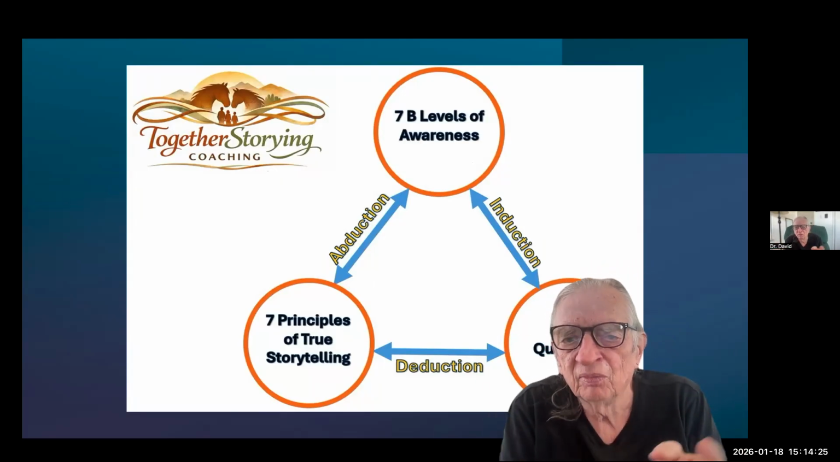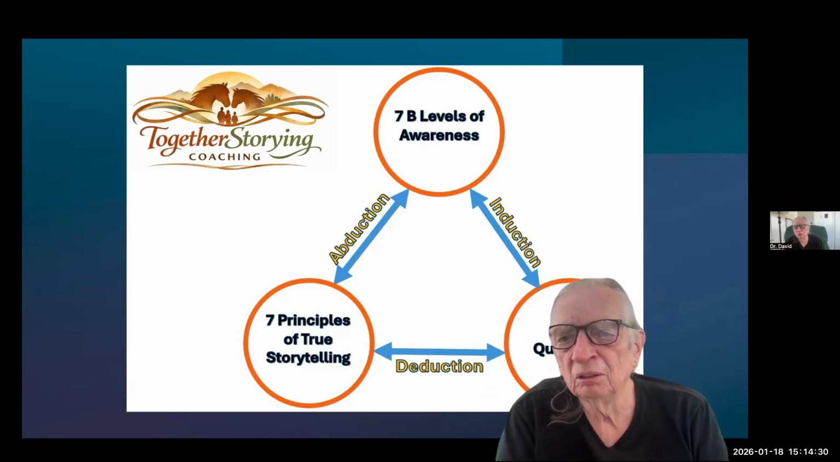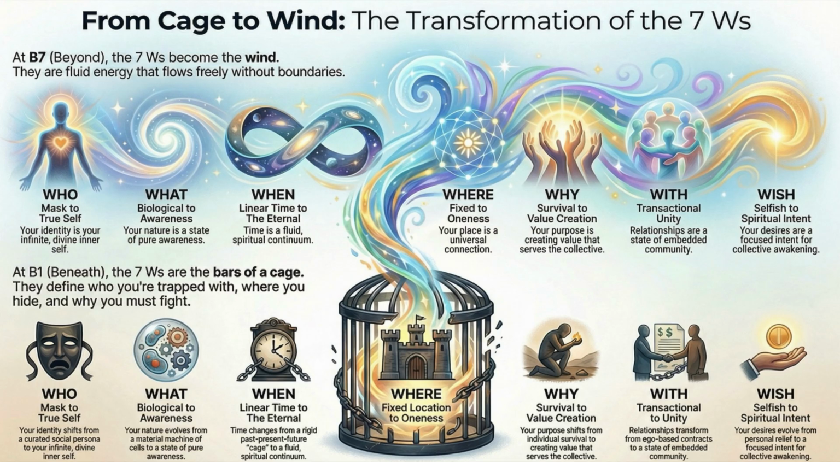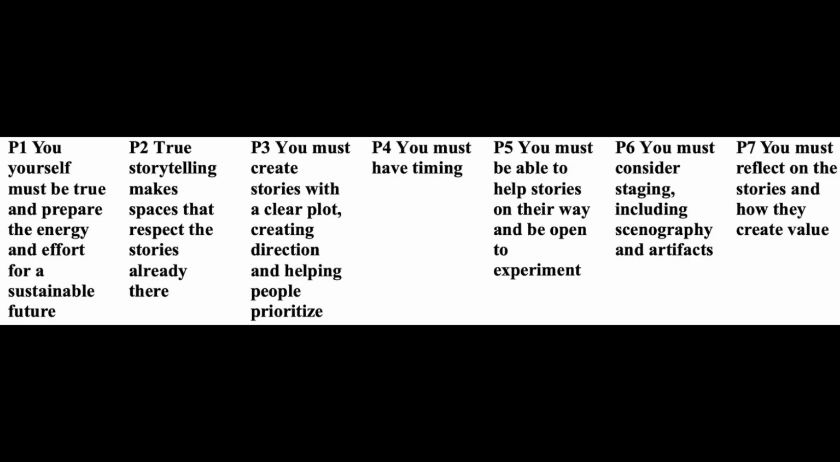Here's the model, all right? You have 7 antenarratives, 7 B's. The before, the beneath, going beneath your mask, the bets on the future, what are we in being, et cetera, and then you get to the beyond, kind of more spiritual aspects if you're into that. And we have 7 W questions: who, what, when, where, why, with whom, and we look at the wish you have, your intentions for the future.